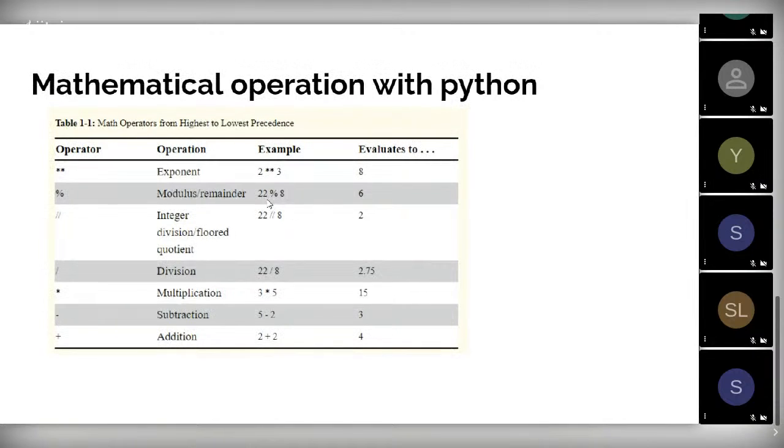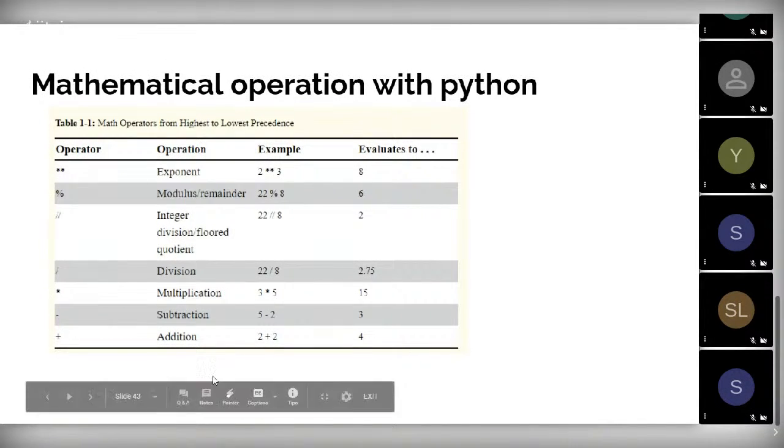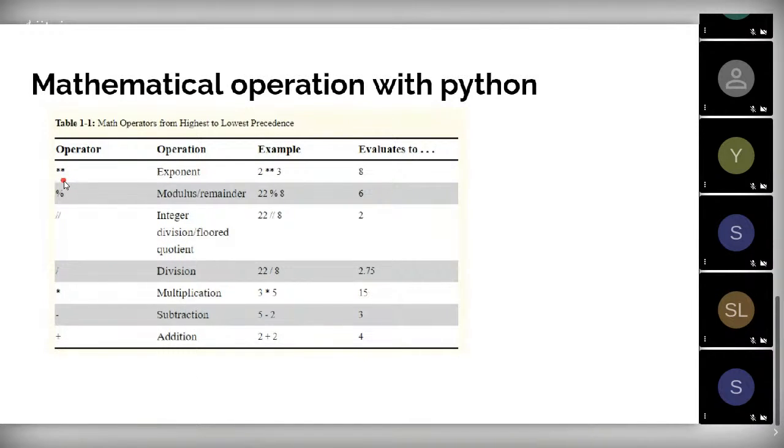Similarly, the percent symbol is used for remainder. If we divide 22 by 8, what will be the remainder? I think all of you know, it is 6. And similarly, I already explained the exponent operator, and it is performed using the double star symbol.